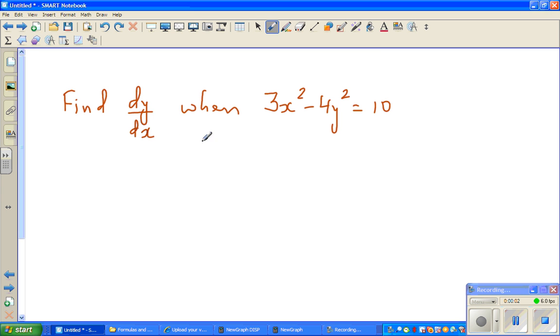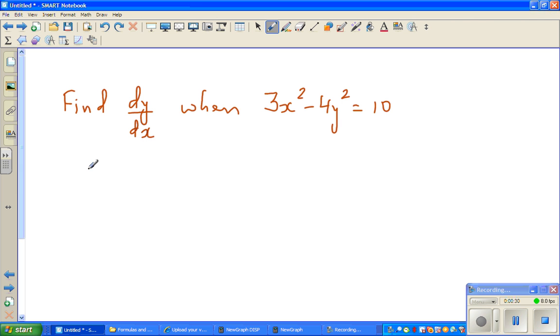In this video, I'm going to do some differentiation: implicit differentiation and differentiation of parametric functions, if possible. So the first question is: find dy by dx when you have this function, 3x squared minus 4y squared is equal to 10. Now this is an equation of a hyperbola, so that's not the focus now.